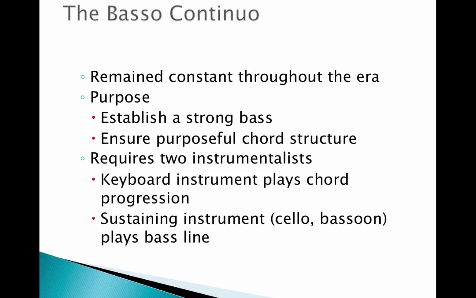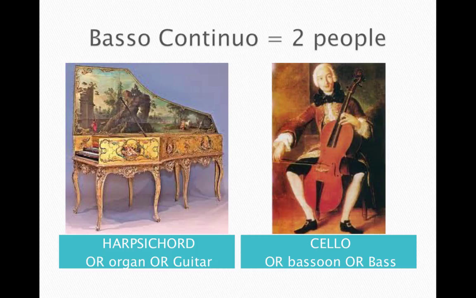Basso continuo requires two instrumentalists. A keyboard instrument plays the chord progression, while a sustaining instrument such as the cello or the bassoon plays a bass line. And sometimes there are some other combinations. Sometimes we'll have a guitar or a lute instead of a keyboard instrument. But almost always a sustaining instrument is a cello or bassoon, although it could be a bass. So, basso continuo equals two people, just can't emphasize that overly much.